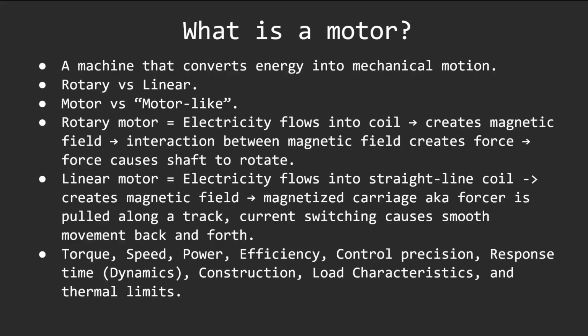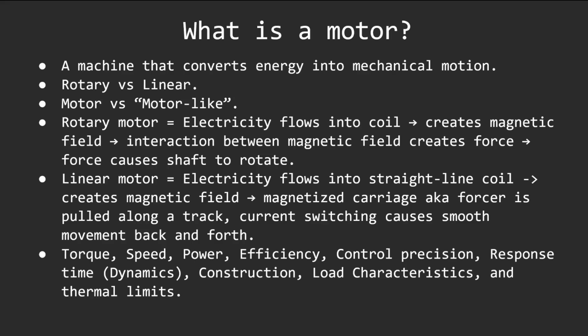Now, in terms of a rotary motor, it starts with electricity flowing into a coil. That coil creates a magnetic field. There's interaction between magnetic fields, and that causes force, and the force causes the shaft to rotate. In a linear motor, electricity flows into a straight line coil. This creates a field. A magnetized cartridge, also known as a forcer, is pulled along a track. Current switching causes smooth movement back and forth.